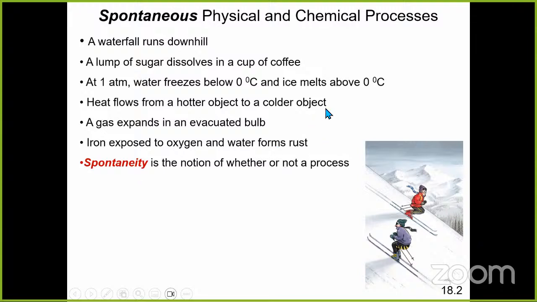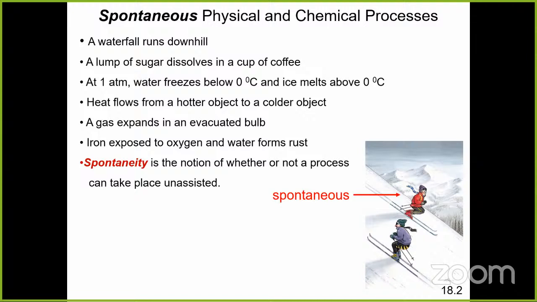You will not see, or maybe I should say, it is highly unlikely that you'll see heat leaving a colder object and moving on to a hotter object, right? The second to last one, say a gas expands in an evacuated bulb. Again, that's another example of a spontaneous process. And iron exposed to oxygen to form rust. That's another example, right? In fact, any reaction that occurs without any assistance, those reactions will be spontaneous processes, right? So, as we said before, that's what spontaneous means. It means that a process can occur or will occur without any assistance on anybody's part, right?